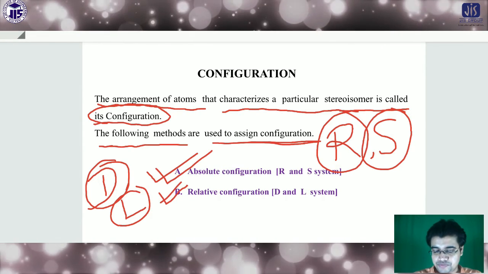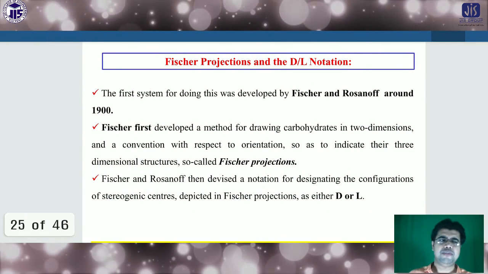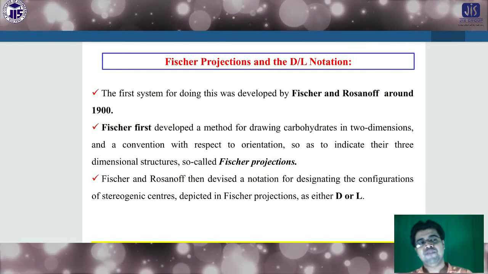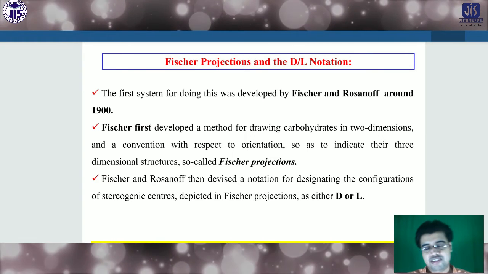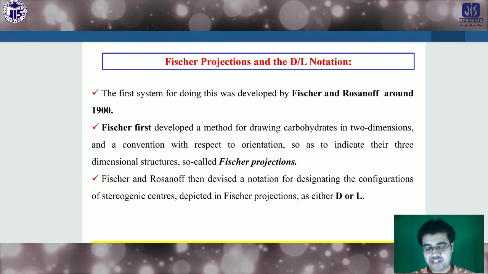First of all, what is the Fischer projection? I told you there are different kinds of projections. One is the Fischer, and there is the flying wedge, then the Newman, then the Sawhorse. There are different kinds of projections. I'll show you each and every projection one by one.